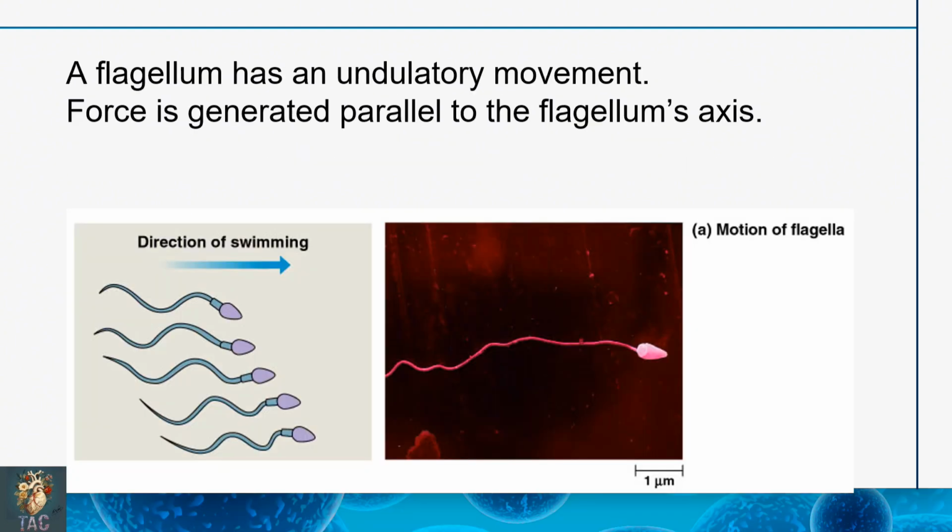Flagellum has an undulatory movement. Force is generated parallel to the flagellum axis. This is the diagram of the spermatozoa, and this one is the direction of the swimming of the spermatozoa.